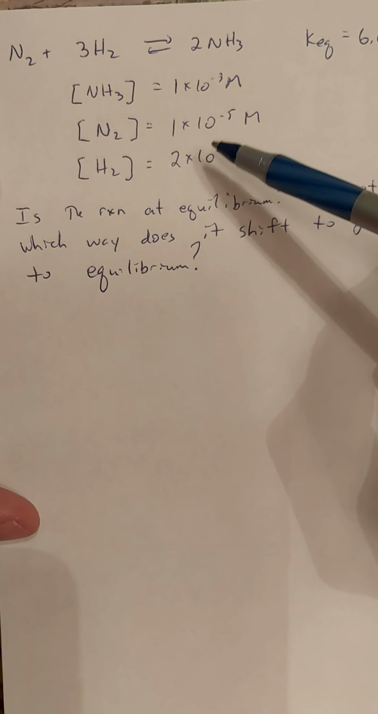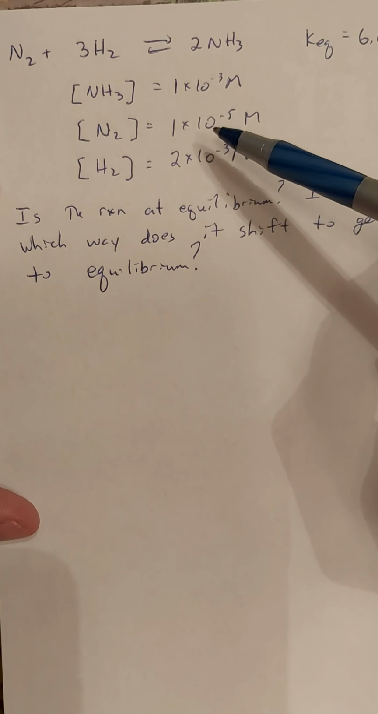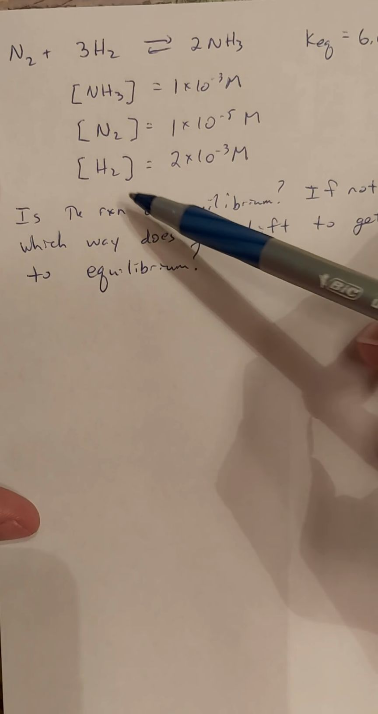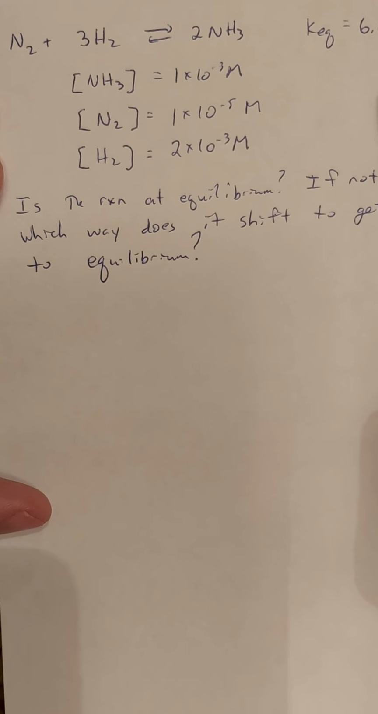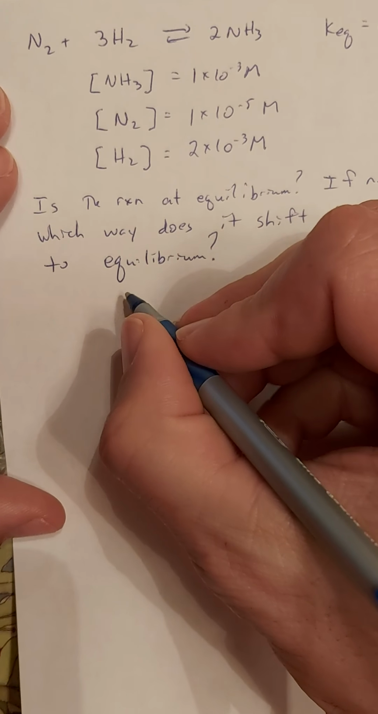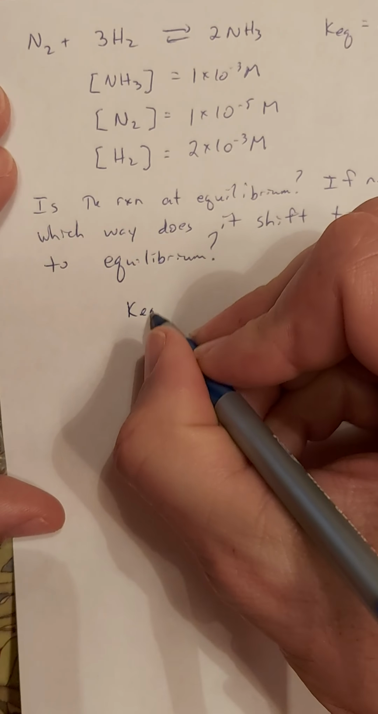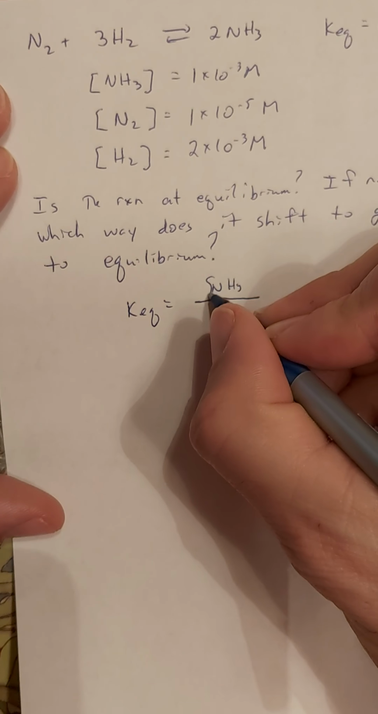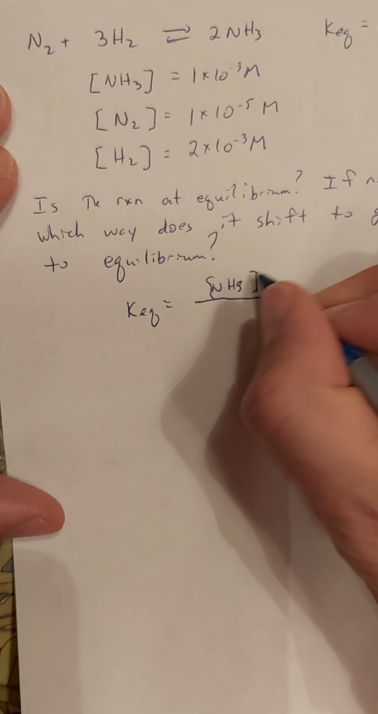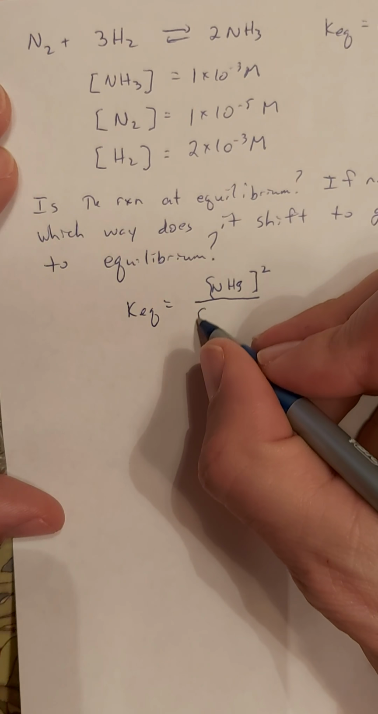I know these concentrations are the initial concentrations. So is the reaction at equilibrium? Oh, and I'm given the K up here. So first thing I'm going to do is write the equation for Keq, which is products over reactants.